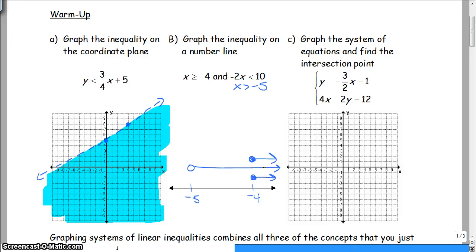And then the last one is just a graphing of a system, which you learned this chapter. We graphed the first one. We have a -1 with a slope of down 3 over 2. And this is what our first graph is going to look like. And then the second one, we can graph using intercepts as long as you're careful. So we have x is 3, and we have y is -6. And we're just going to graph this line like that. And the solution to our system is right here. So we are going to combine all three of those to solve systems of inequalities.